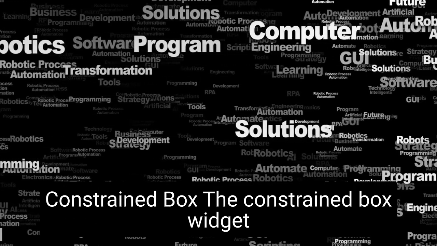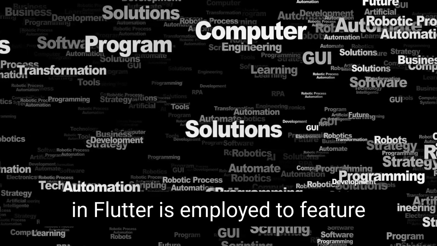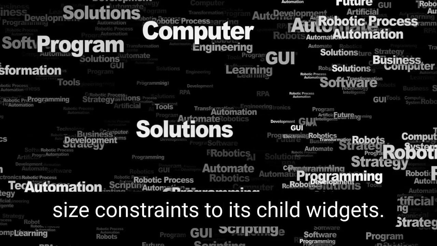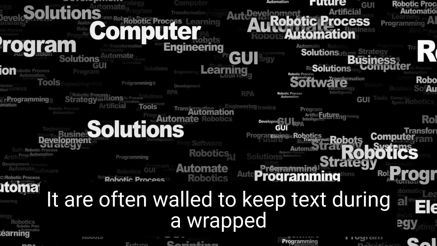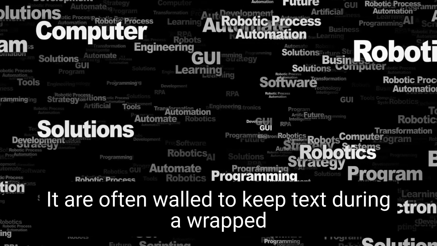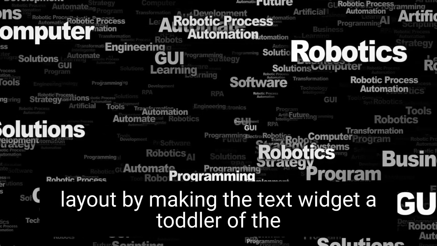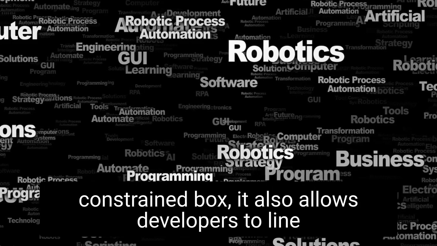ConstrainedBox. The ConstrainedBox widget in Flutter is used to add size constraints to its child widgets. It can be used to keep text in a wrapped layout by making the text widget a child of the ConstrainedBox.